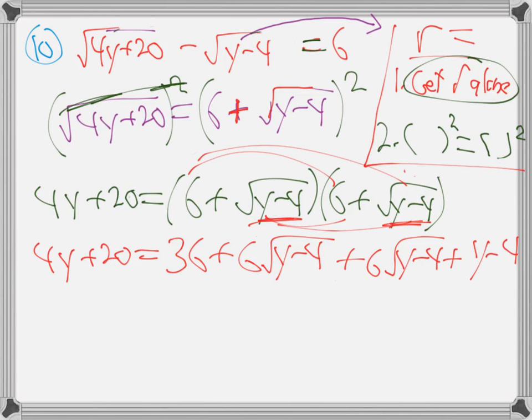Plain y minus 4, right? Remember how we've talked that out? Like root 7, plain 7, right? 2 7s in, 1 7 out. So root y minus 4, root y minus 4, plain y minus 4. 2 y minus 4 is in, 1 y minus 4 out.